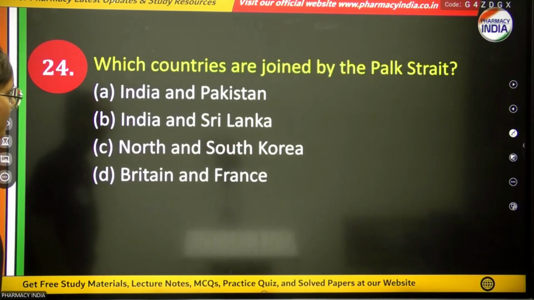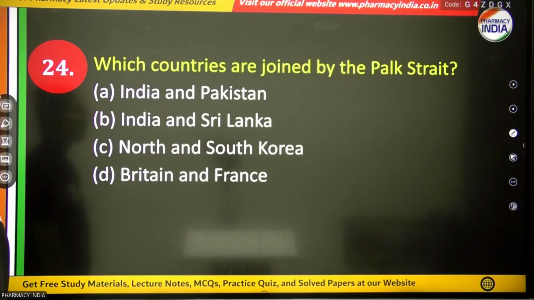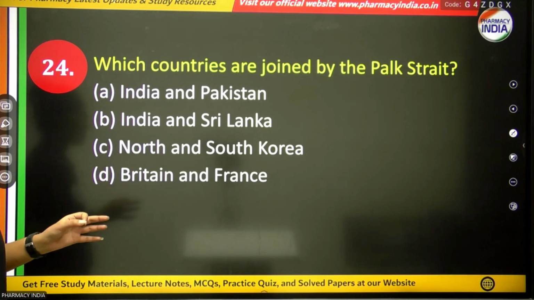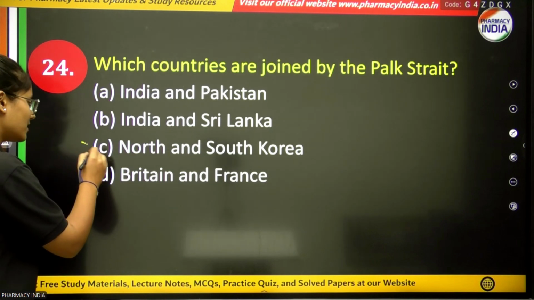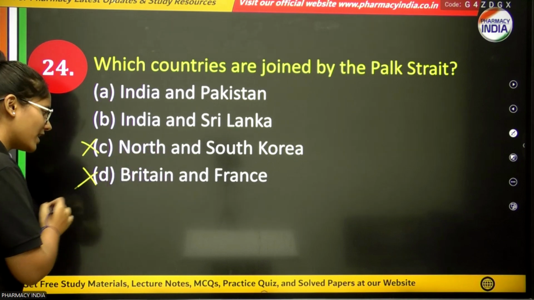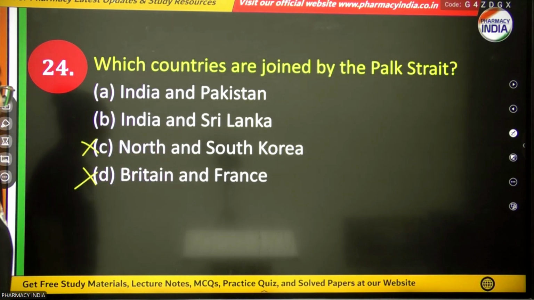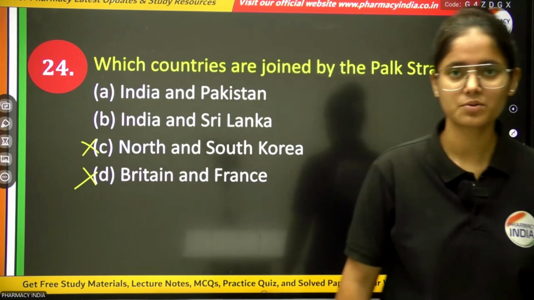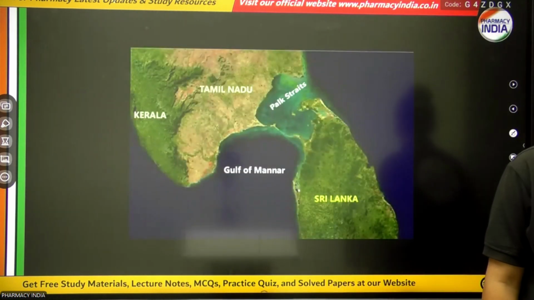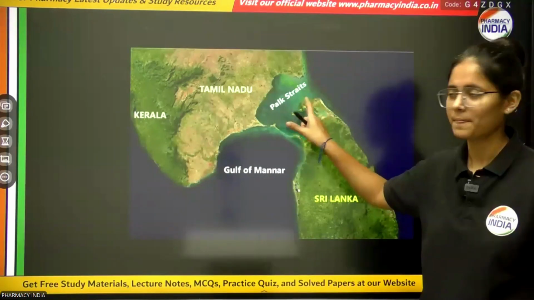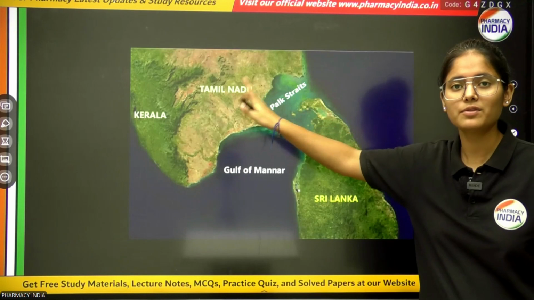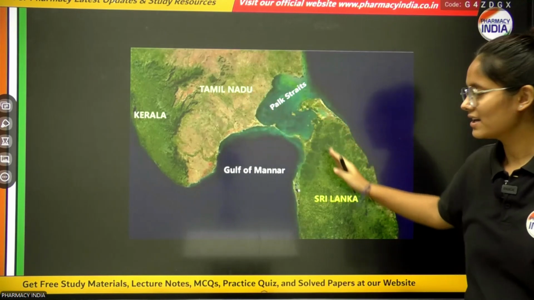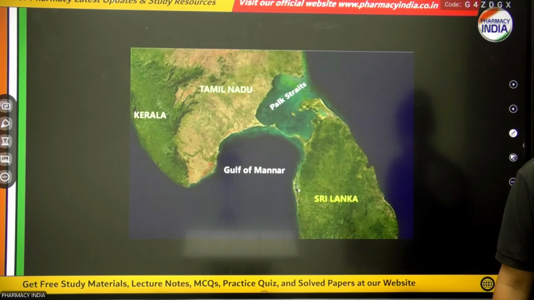Okay. The second last question of today's session is: which countries are joined by the Palk Strait? India and Pakistan, India and Sri Lanka, North and South Korea, or Britain and France? There is nothing about North and South Korea or Britain and France. India and Sri Lanka are the two countries connected by the Palk Strait. What is the Palk Strait? This is the Palk Strait, India and this is Sri Lanka. They are connected with the help of Tamil Nadu, by this Palk Strait.